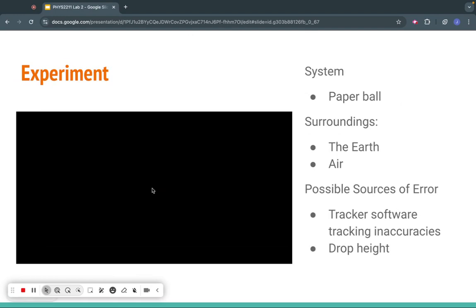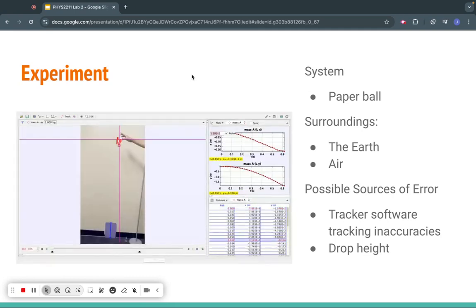This is my tracker video for the experiment. The system was the paper ball, the surroundings were the earth and the air, and possible sources of error in the experiment could be just inaccuracies in clicking the tracker software, and also if the object wasn't dropped from a high enough height for drag to take effect.